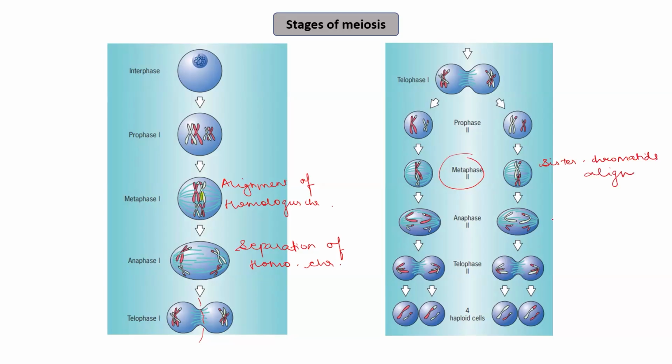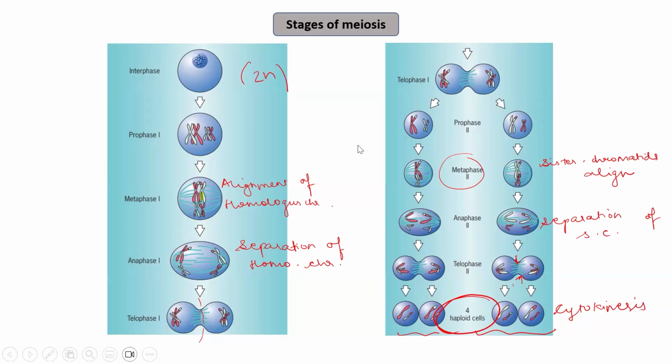In anaphase 2, there is a separation of sister chromatids, and in telophase 2, the sister chromatids get completely separated, and there is a formation of furrow, which is followed by cytokinesis, resulting in 4 haploid cells. So from this 2N cell, there is a formation of 4 haploid cells. So this is the complete meiosis.